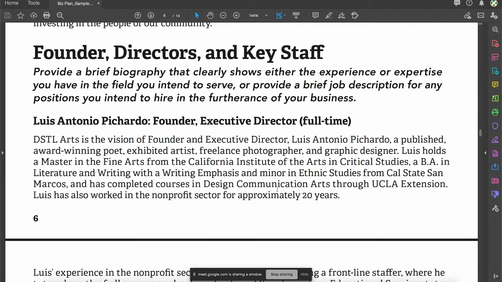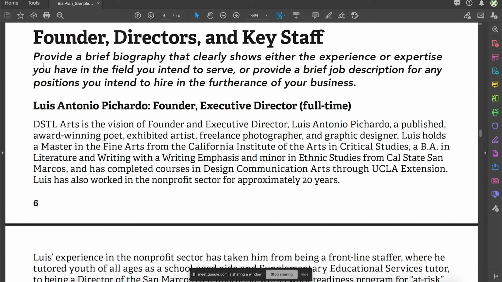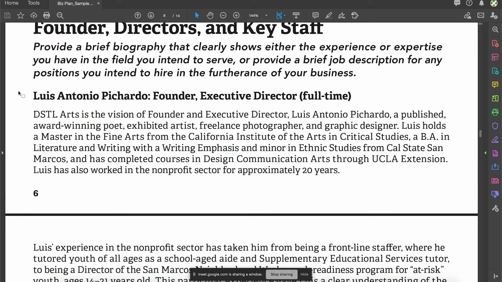Now, the next section is the founder, directors, and key staff. Like I wrote here, you're going to provide a brief biography that shows either your experience or your expertise in the field that you hope to serve. So if you have a long history of working in the restaurant business, this would be something that you would say here if you're going to open up a coffee shop or a restaurant of your own. You want to prove to your funders, to your banker, that they can trust you to actually do the job.